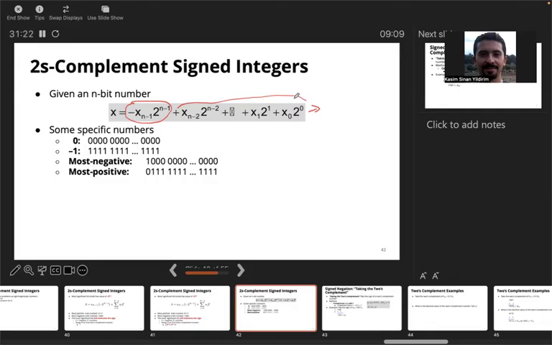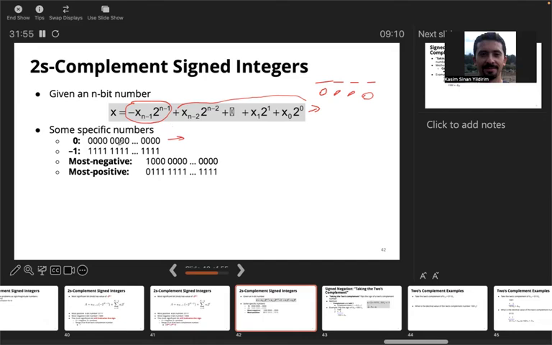How am I going to represent 0? What is 0 in 2's complement form? For example, if I have 4 bits, what is 0 in 4-bit 2's complement form? 0, 0, 0, and 0. There is only one representation for 0. If I have an n-bit number, let's say 16 bits, I will fill all 16 bits with 0, and I will have the 0 representation.